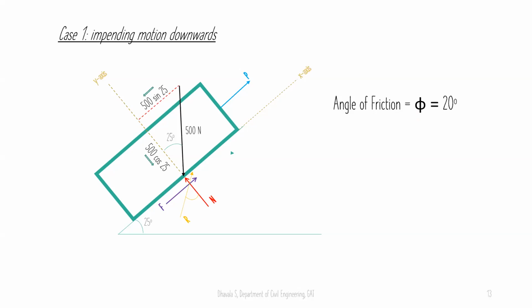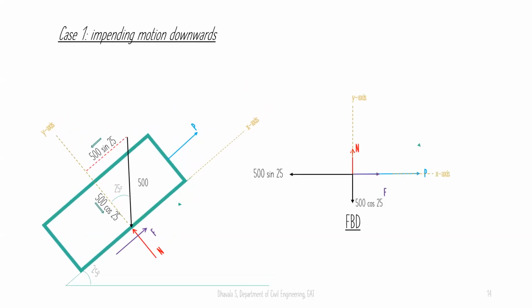Now, what is the relation between the coefficient of friction and the angle of friction? We know the coefficient of friction is F divided by N. Thus, tan of phi, that is, tan of the angle of friction, is nothing but the coefficient of friction. Solving this, we get the coefficient of friction as 0.36.